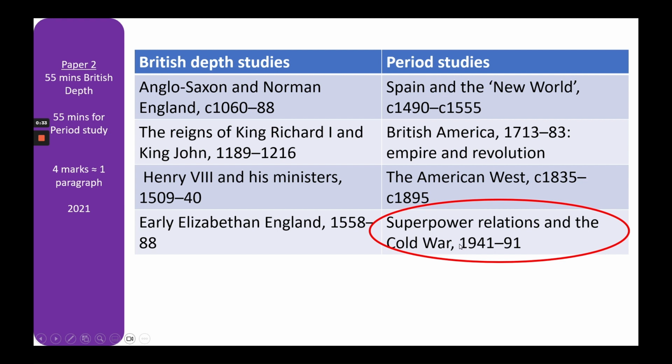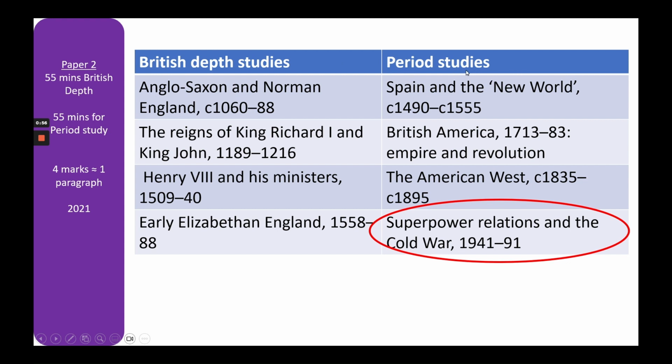So if you've studied anything else, just stop the video because you'll be wasting your time. Your teachers have also taught you a depth study, which is on screen here, and in this exam you'll have 2 different exam papers in one sitting. So you'll have a 55-minute exam for whatever British depth study your teachers have chosen, and you'll have a 55-minute exam for the period study.